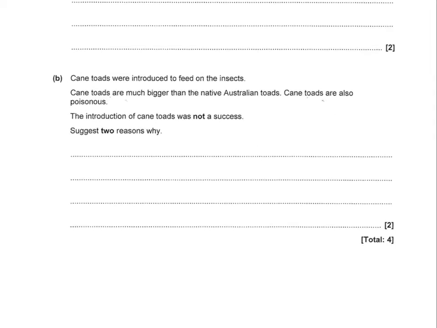Cane toads were introduced to feed on the insects. Cane toads are much bigger than the native Australian toads. Cane toads are also poisonous. The introduction of cane toads was not a success. Explain 2 reasons why. So 2 marks. For the first mark, 2 out of these 3: you could say that cane toads had no natural predators, or the cane toads did not eat all the pests, or we could say that cane toads reproduced rapidly and outcompeted the native toads.